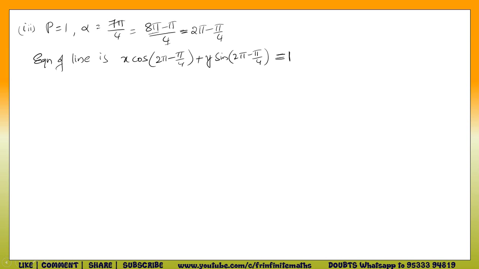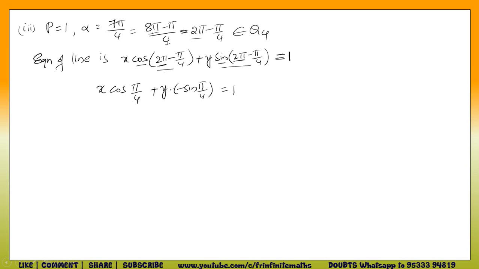So P is equal to 1. So 2 pi minus pi by 4. So 360 minus theta means it belongs to quadrant number 4. So in quadrant number 4, cos is positive and sine is negative. So clearly, and 2 pi means cos remains as cos, sine remains as sine. So I can write it as x times of cos pi by 4 plus y times of sine is negative in the fourth quadrant, so I can write as minus sine pi by 4 is equal to 1.